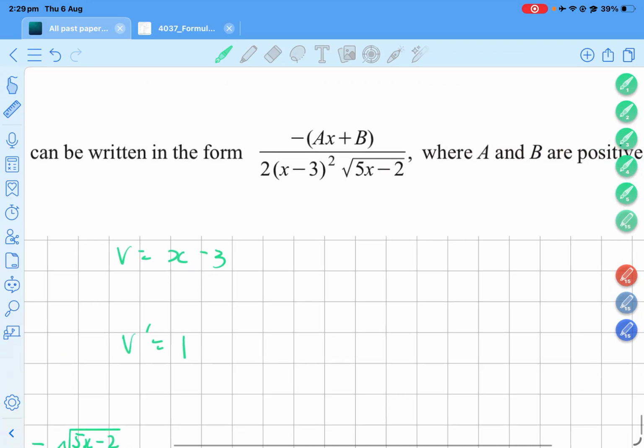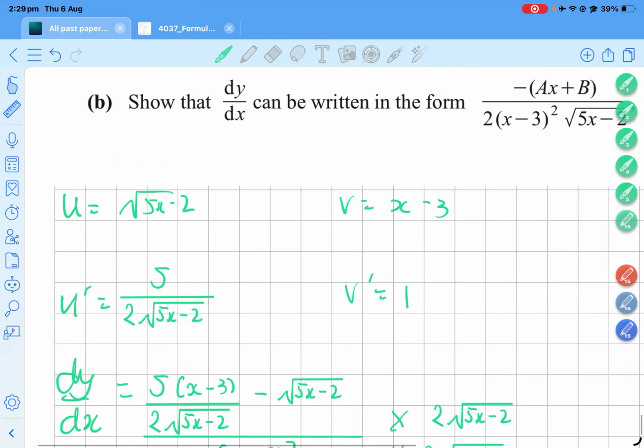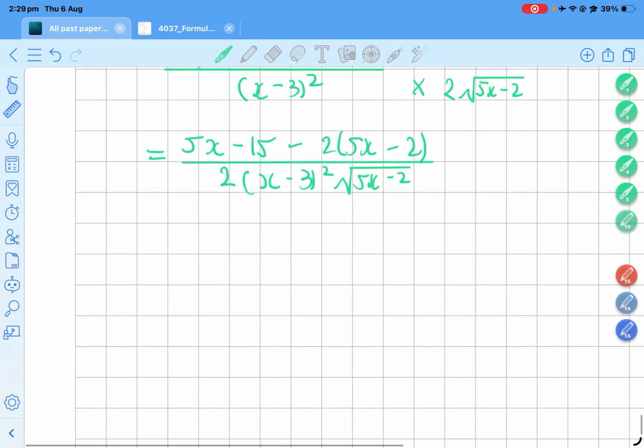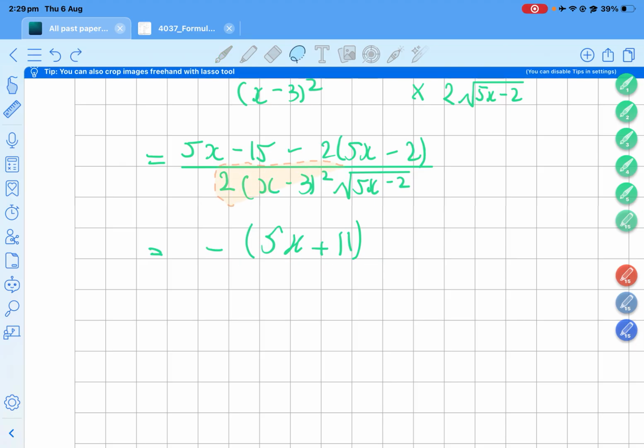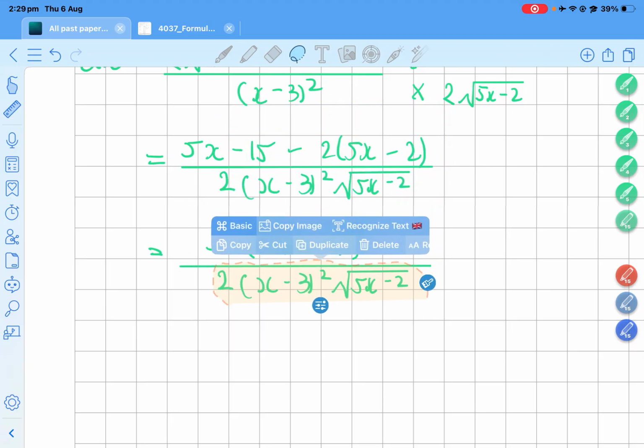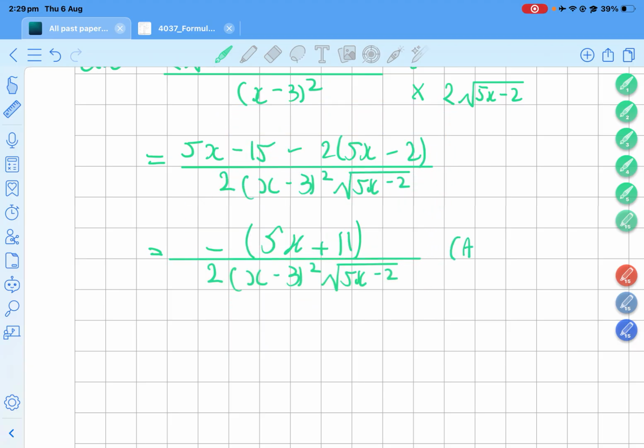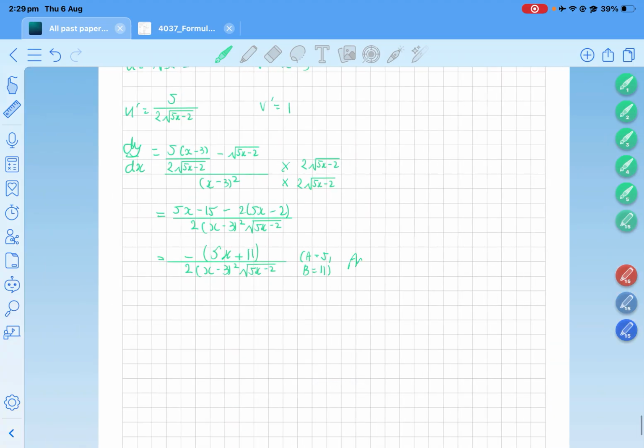And we want positive integers, so we just need to factor out the minus. So 5x minus 10x is minus 5x, and since you factor out the minus, you get 5x, and then minus 15 plus 4 is minus 11, so you get plus 11. Then you just need to do it by this whole thing to get your answer. So basically a equals 5, b equals 11. Thank you for watching. I'll see you in the next video. Bye.